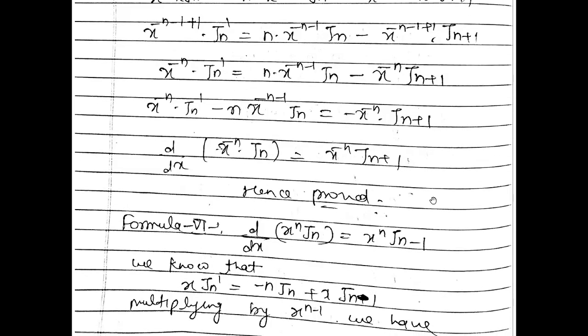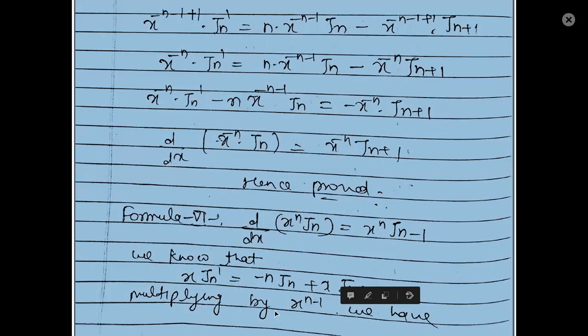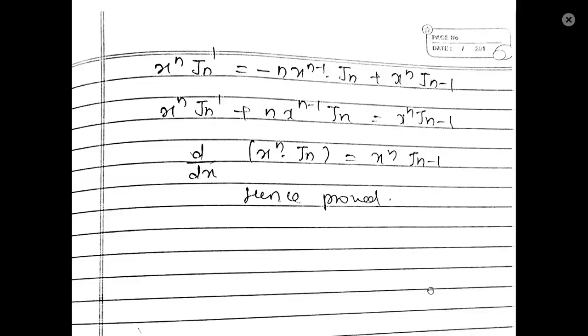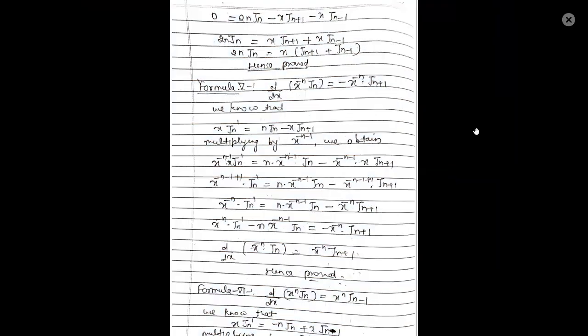So property 6 is also here: d upon dx of x to the power n Jn is equal to this step. So we know that xJn dash is equal to, from the second property, minus nJn plus xJ(n minus 1). So multiply by x to the power n minus 1. So we have x to the power n Jn dash is equal to this step. Now arranging this step again here, we can see that this is your d upon dx of x to the power n into Jn.